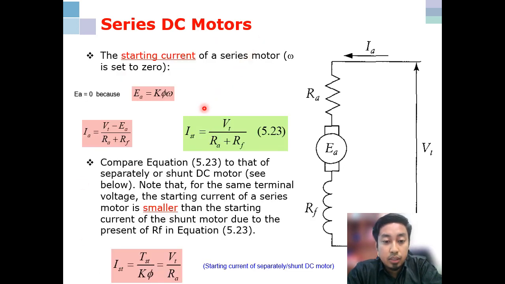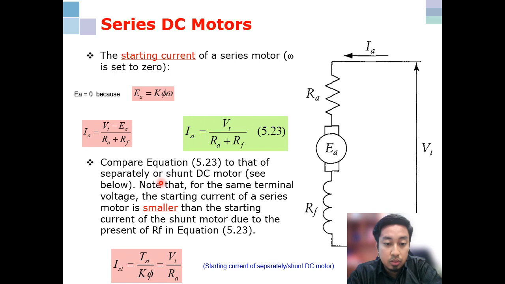Okay, the starting current of a series motor: the speed is zero, so E is equal to zero. So what happens to the starting current? The starting current is equal to Vt divided by Ra plus Rf, like equation 5.23.